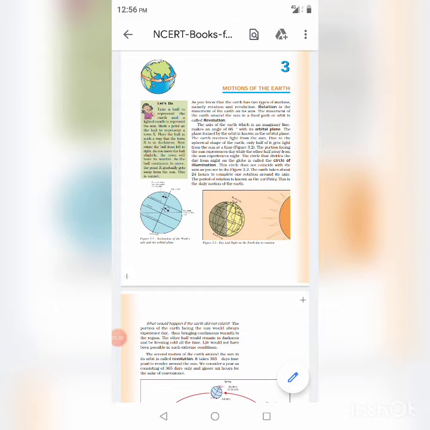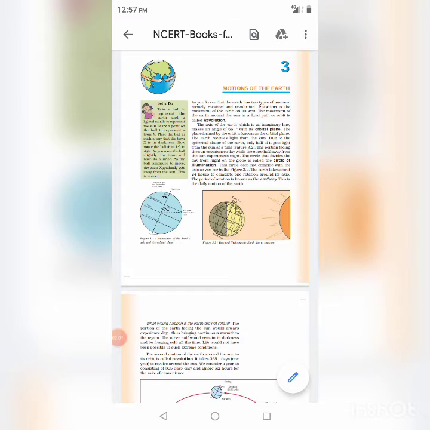In revolution, the movement of the earth around the sun in a fixed path or orbit is called revolution. Earth takes 365 1/4 days to revolve around the sun. Every fourth year, February has 29 days instead of 28 days. Such a year with 366 days is called a leap year.